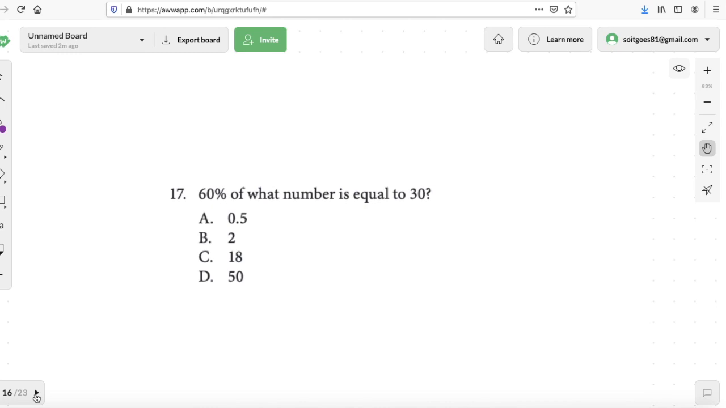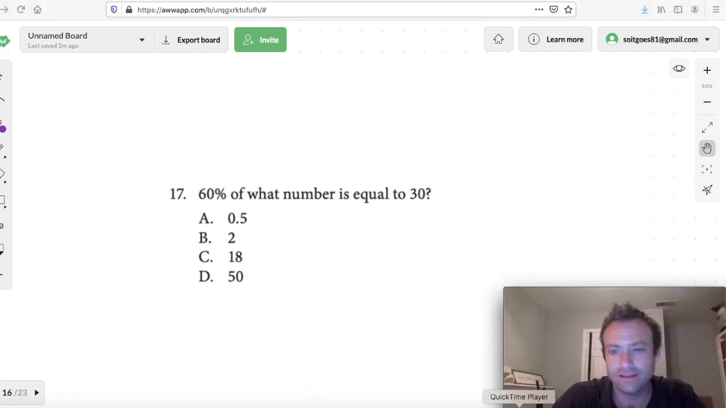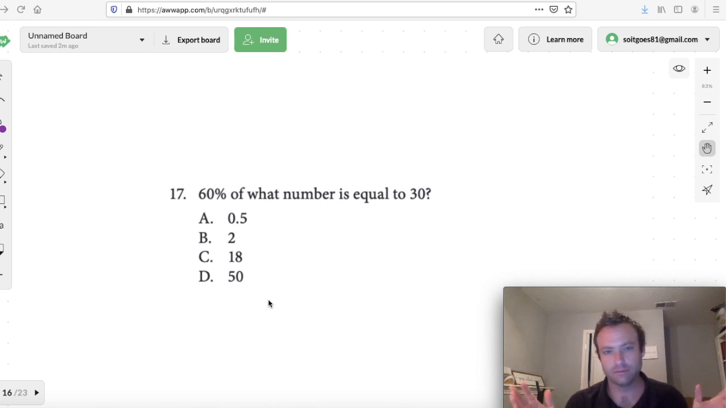I'm kind of leaning towards D now. You should be leaning towards D, right? Think about it. Again, you've got to think about what it means. Does it make sense? We're talking about 60% of some number. We're cutting that number almost in half. 60% of some number.